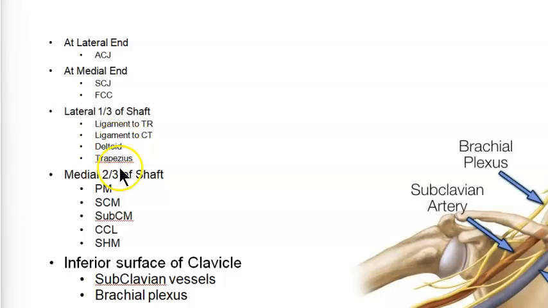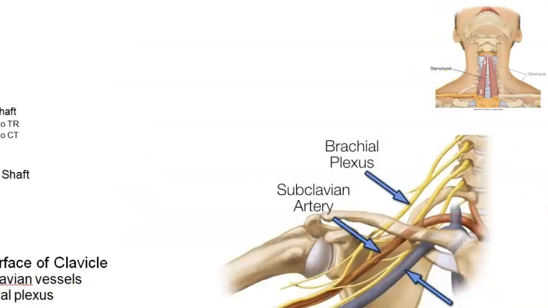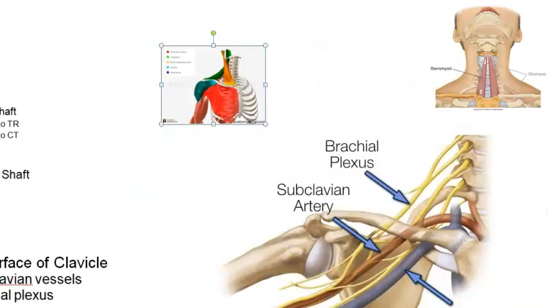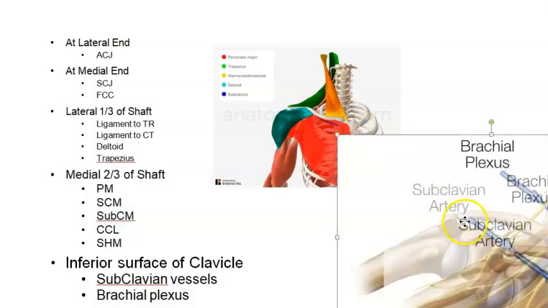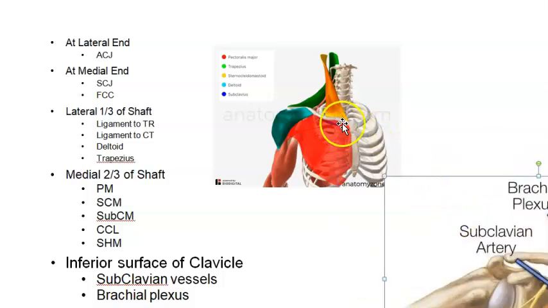Deltoid you can see anteriorly. Trapezius we saw. Where is that image? Yeah. Superiorly trapezius is there, right? And then medial 2/3, pectoralis major, sternocleidomastoid, subclavian muscle, some costoclavicular ligament, sternohyoid muscle. Then inferiorly you have the subclavian vessels and brachial plexus.